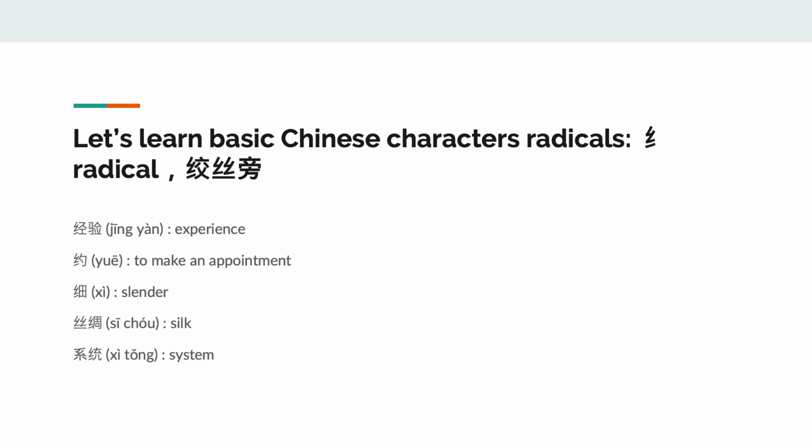The last list is the silk radical, or its name in Chinese is 绞丝旁. They don't all have to do with silk, but they all have the silk radical in them. 经验 means experience. 约 means to make an appointment. 细 means slender. 丝绸 means silk. And 系统 means system.